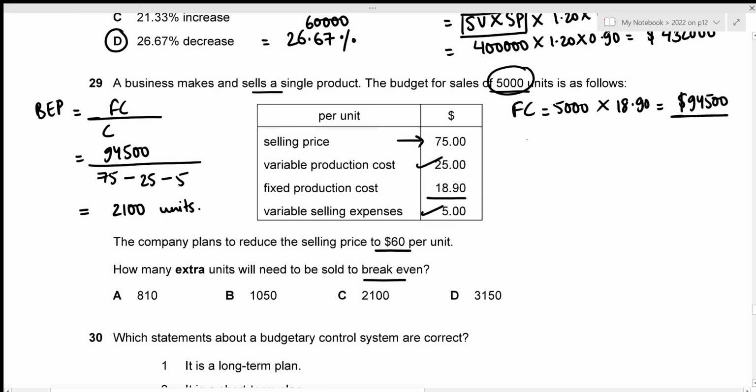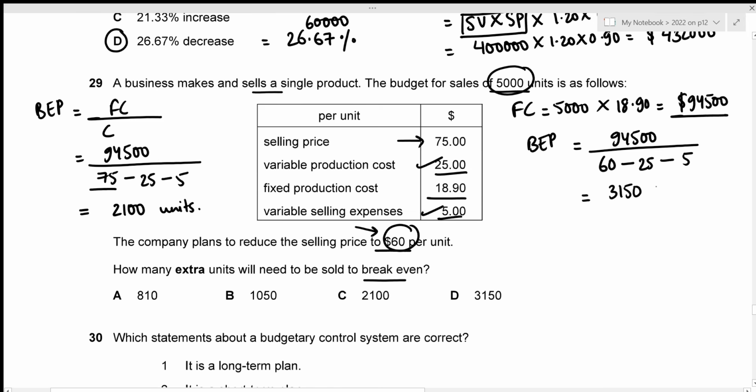Now let's figure out our new break-even point. And there will only be one change, which is to the selling price. Previously, we used the selling price of 75. Now we will be utilizing the selling price of 60. So again, we start with our fixed cost of 94,500. Then our contribution is just selling price minus variable cost. And in this case, the selling price is 60 minus the variable production cost of 25 minus the variable selling expenses of 5. And this gives our new break-even point to have the value of 3,150 units.